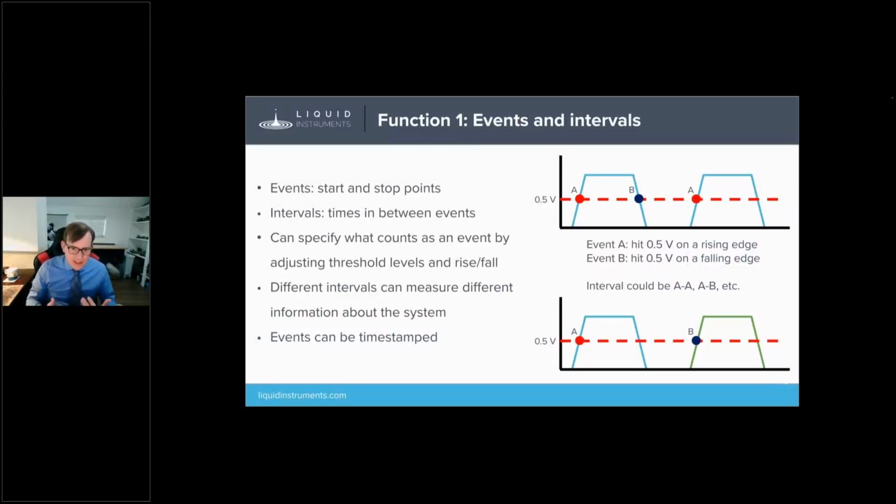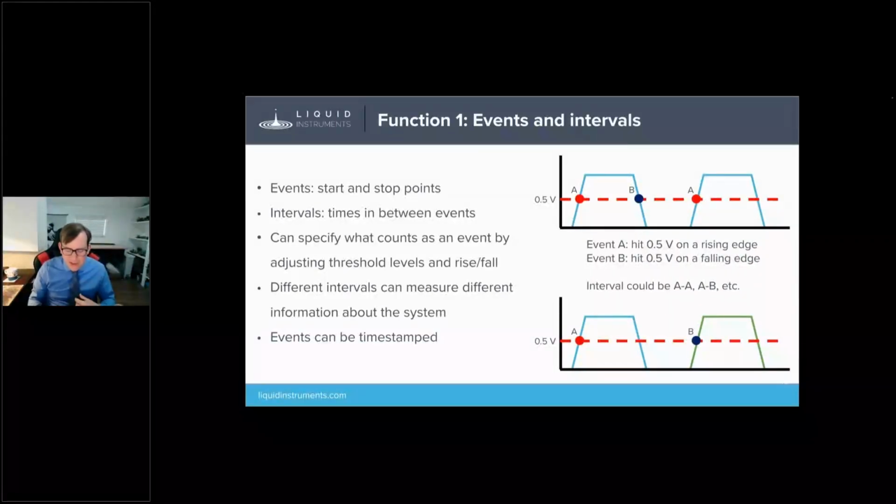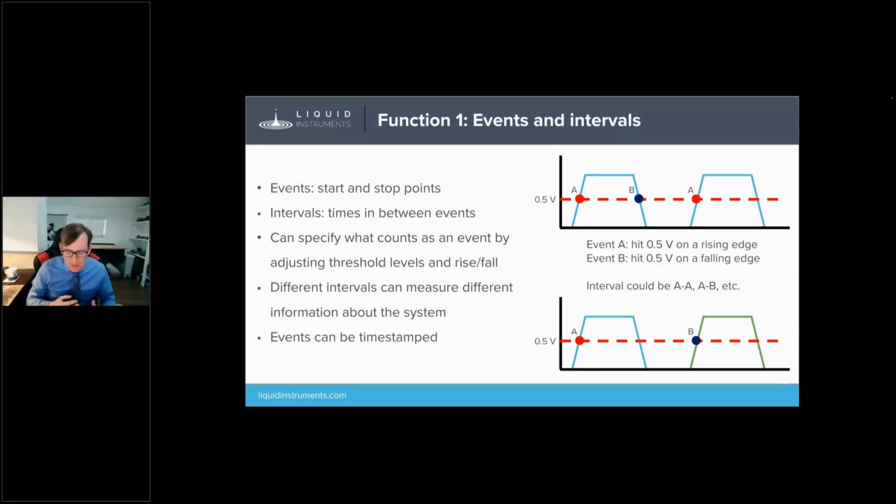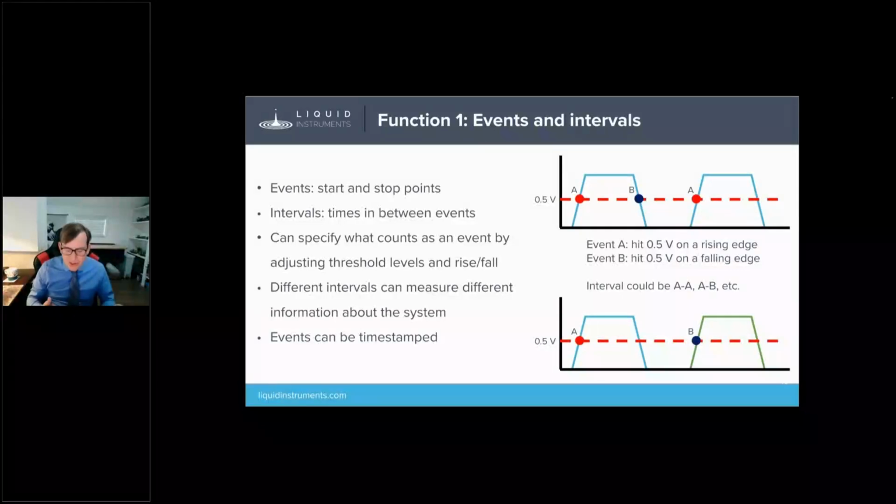So I can configure, I can say, okay, event A is when the input voltage hits 0.5 volts on a rising edge. And I'm going to specify another event called event B, which is when you hit 0.5 volts, but on a falling edge. And so I can specify my interval to be either A to A, A to B, B to B, whichever, any combination of these two events that I want.